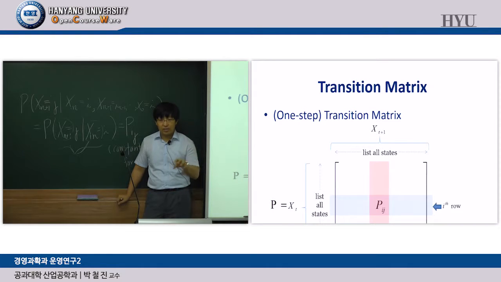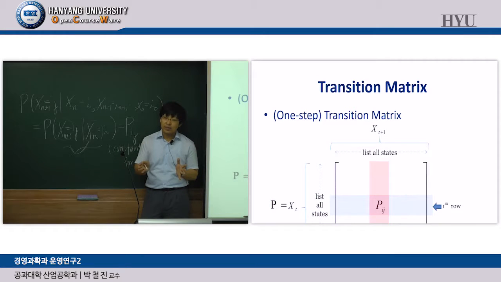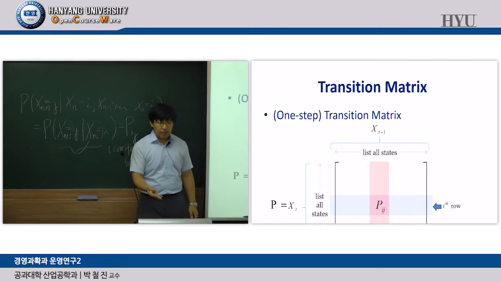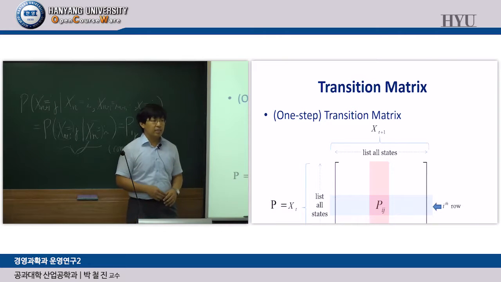How many elements in this matrix? State space times state space. Number of state space times number of state space. Okay, the size of the matrix should be number of state space times number of state space, because i can be any number in state space, j can be any number in state space. So the size of the matrix should be number of state space squared.